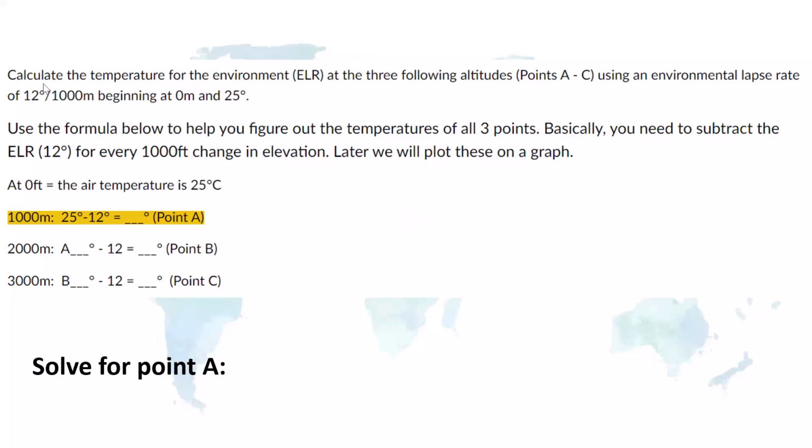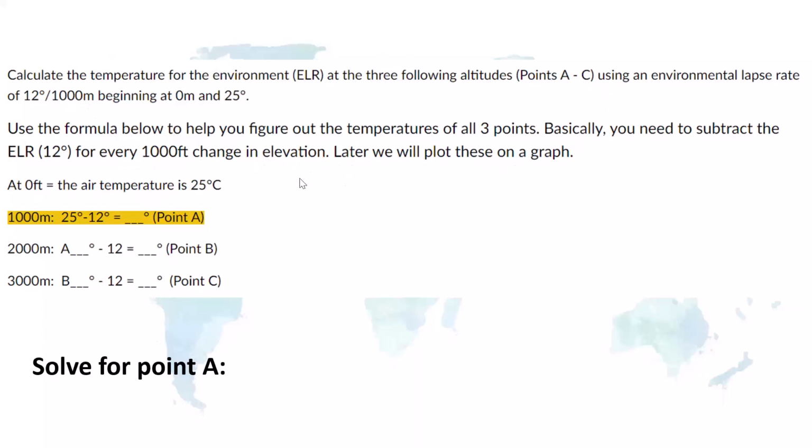So reading carefully, calculate the temperature for the environment, the environmental lapse rate, at the 3 following altitudes, point A through C. And we'll use an environmental lapse rate where the environment is cooling at 12 degrees for every 1,000 meters. Using the formulas below, let's figure out the 3 points. So we just need to subtract the ELR, which is going to be that rate of 12 degrees of cooling for every 1,000 meters for every elevation change. And you're going to have to plot these on the graph.